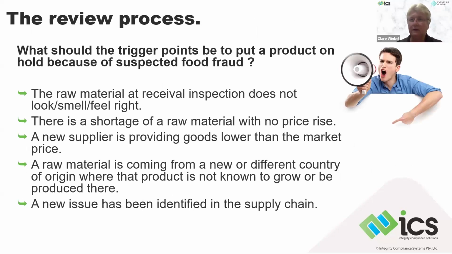Now, what would trigger a review? It could be that your raw material inspection staff have found something that looks different, smells different, feels different, a different color. Or you might know that there's a shortage of a particular commodity worldwide, but your supplier hasn't put the price up. And you're like, how can they keep that price when the worldwide price in the last 12 months has doubled? Or you've got a new supplier that's providing goods at a lower than market price. That is a real trigger point. And that's what we've seen.